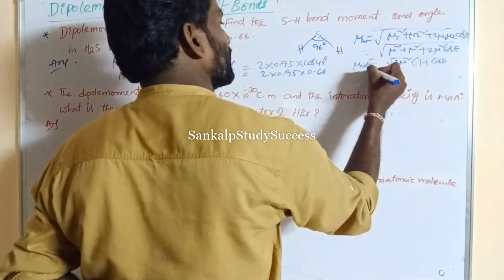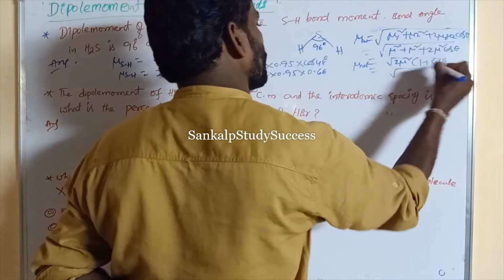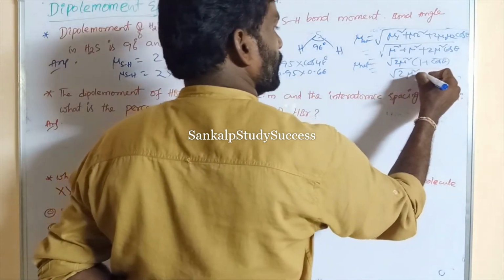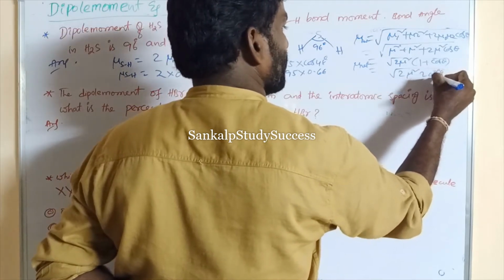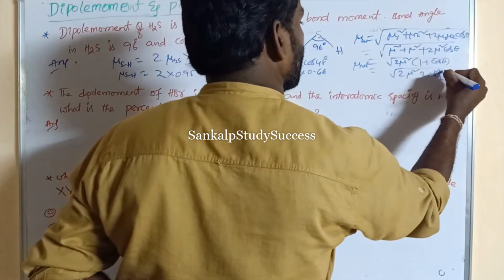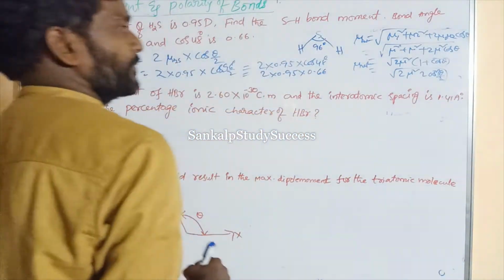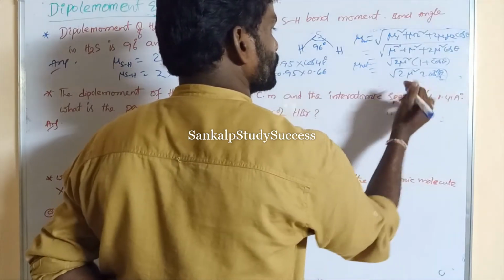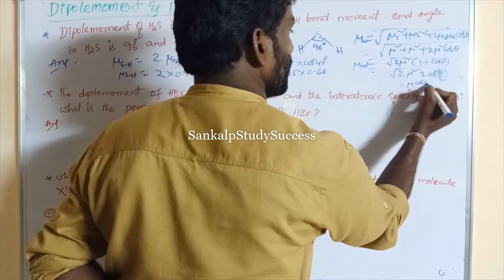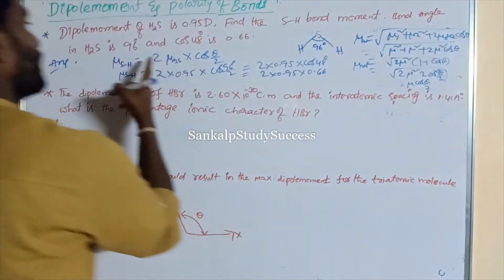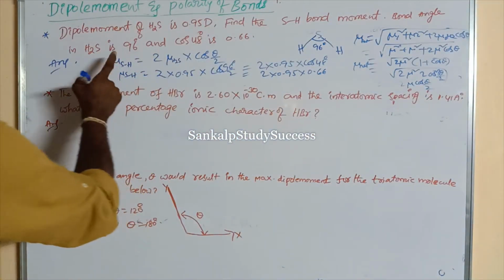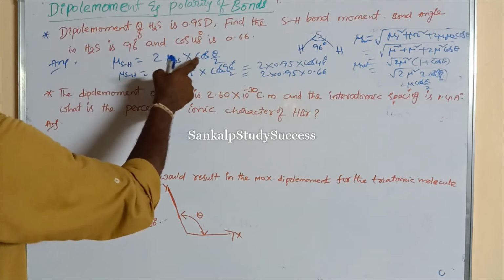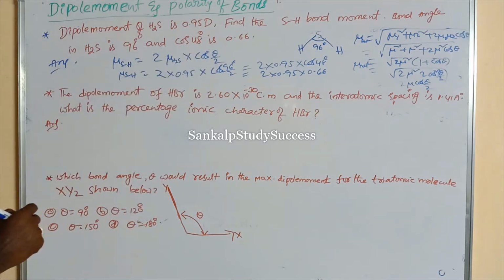So mu net is equal to the root of 2 mu square into (1 plus cos theta), and 1 plus cos theta is equal to 2 cos square theta by 2. So this is 4 mu square cos square theta by 2, which means 2 mu cos theta by 2. This is the formula: the net mu of H2S is equal to 2 mu bond into cos theta by 2.